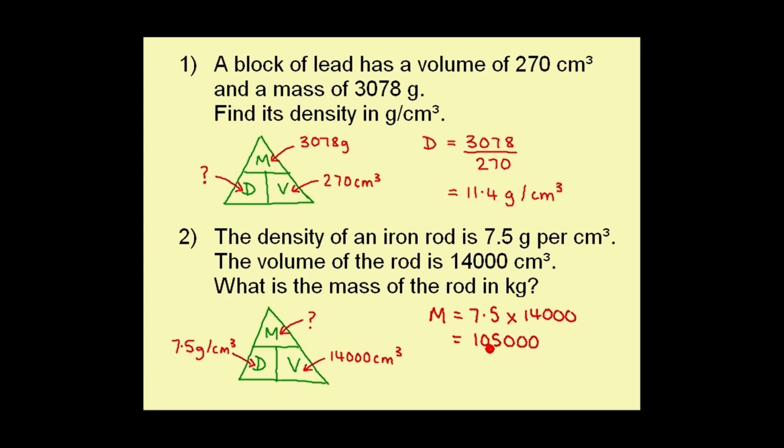105,000. Now I need to work out what units this is in. The 7.5 was in grams per centimetre cubed, and the 14,000 was in centimetres cubed. So this must be in the grams part. If I look at the question though, I can see that I want my answer in kilograms. I know that there's 1,000 grams in a kilogram, so I divide this by 1,000 and get 105 kilograms. This is my final answer.